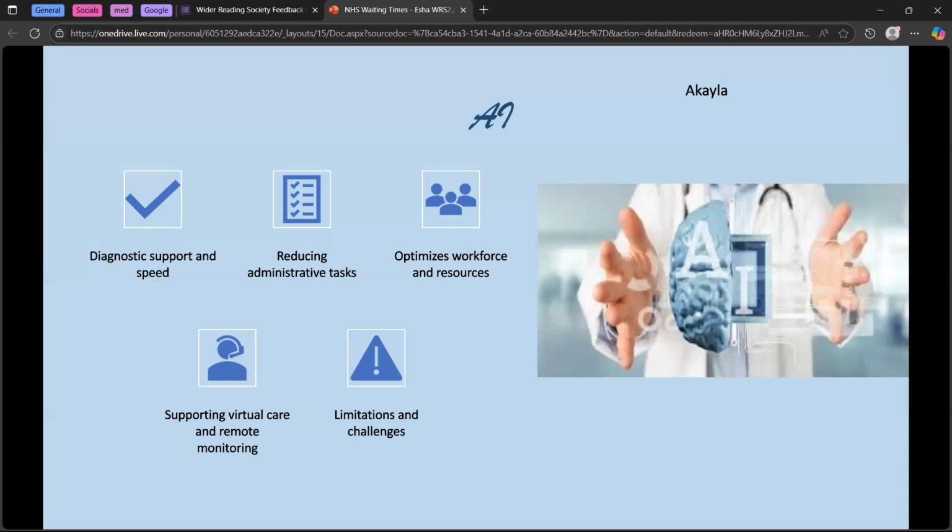AI also supports virtual care and remote monitoring, as remote consultations are supported by summarizing symptoms and patient history in advance, so the GP doesn't have to look it up and write their own notes on it. It's already done for them, and the GP can just get on with the appointment instead. It also helps to monitor chronic conditions by reducing in-person appointments, which means that the person doesn't need to be inconvenienced by coming into the hospital.